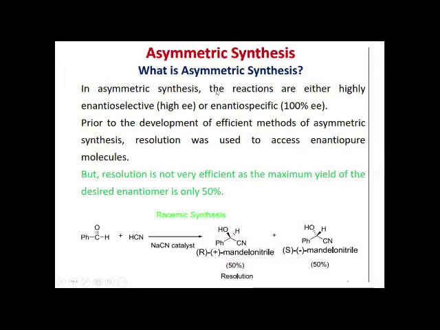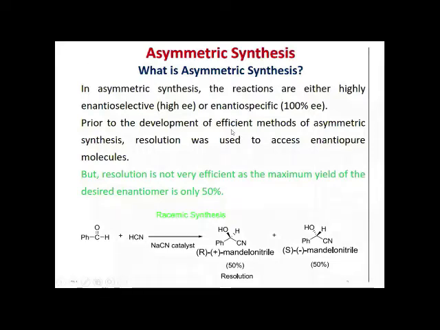Now, in asymmetric synthesis, the reactions are either highly enantioselective or enantiospecific. What do we mean by enantioselective and how do we measure the enantiomeric excess ratio? We'll see that later on in a slide. But enantioselective and enantiospecific means that whatever isomer is formed during asymmetric synthesis must be pure, more than 98% pure.